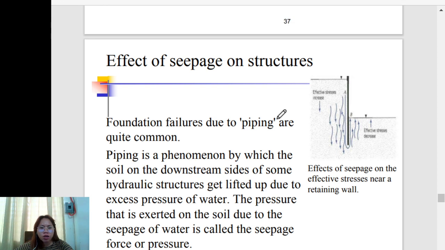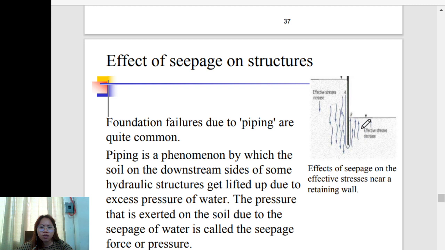Effect of seepage on structure. Say this is a retaining wall. Then we have here water, the presence of water. Then effective stresses increase as it goes downward, right?